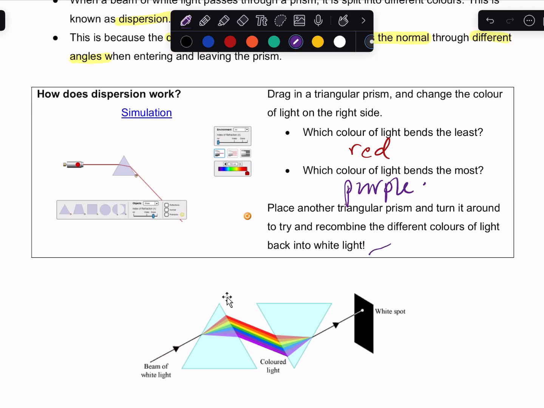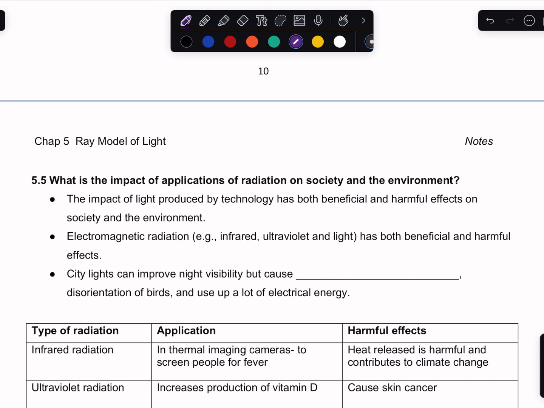And this one is just for you to play. Okay, just play this and see whether it works.